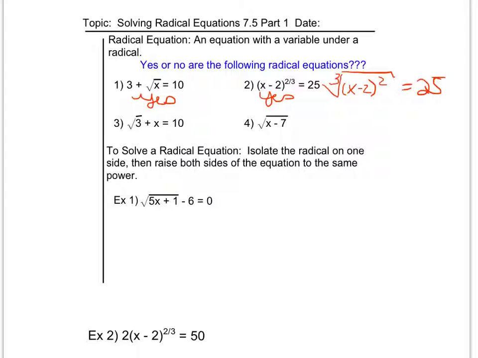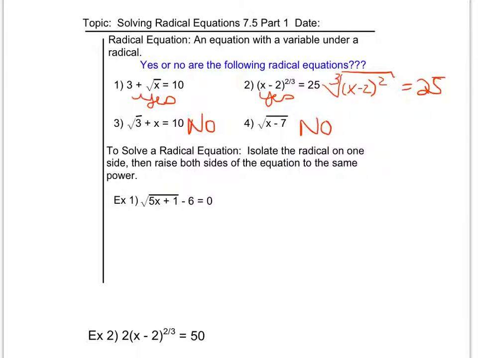Looking at number 3, using the same concepts, I do have an equal sign. I do have a radical, but a radical equation has to have a variable under a radical. Since I have a number under a radical, this would not be a radical equation. And on number 4, I notice that I don't even have an equal sign, so this would be a radical expression, not a radical equation.